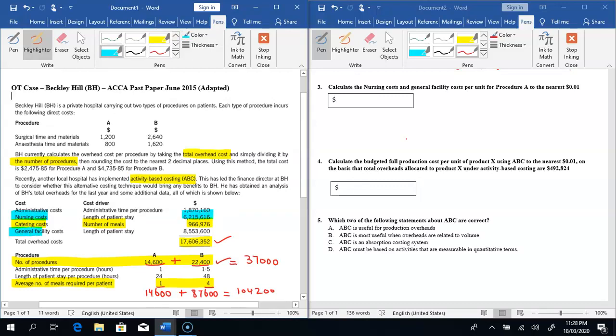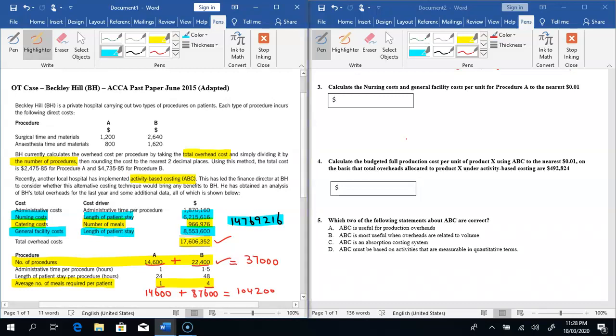6215616 and the general facility costs are 8553600. If I add them together, the total would be 14769216. So this is the total of nursing cost and the general facility cost. Now I need to understand what drives this cost. So in the question, both of these costs are driven by the length of patient stay. And that's the reason why we are adding them together as well, because they have the same cost driver.